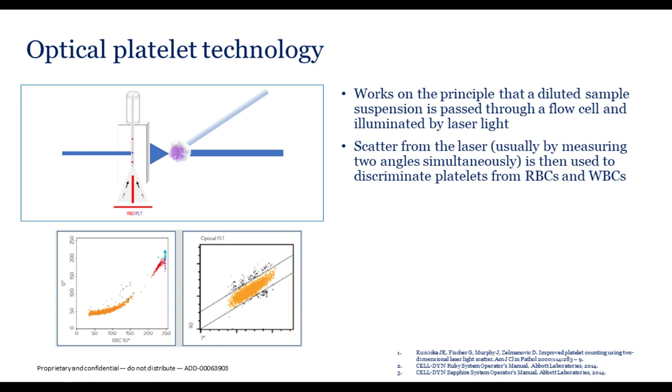The advantage of the two-dimensional approach is that the resolution between the platelets and non-platelets is not based on size alone, and is therefore considered to be more specific. On the right-hand side, you can see that there are two different scatter plots, and different angles of observation are made in these two different methods of optical platelet counting.